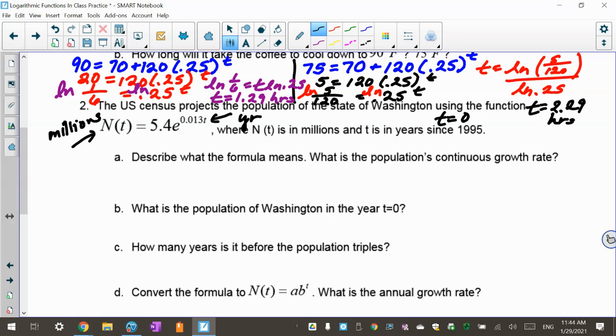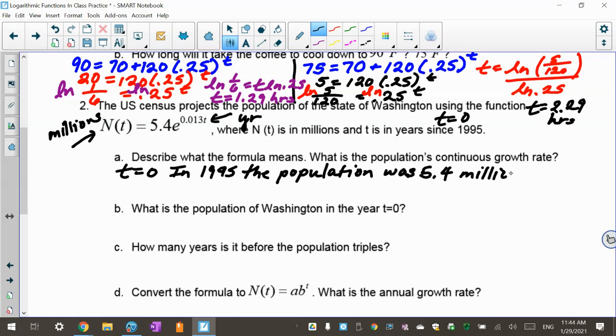So I do know that when time was 0 in 1995, the population, or your initial value, was 5.4 million people. Okay, so that's what that part means. It's e, so this also says it's continuous, and it's a positive k, so it's growing.